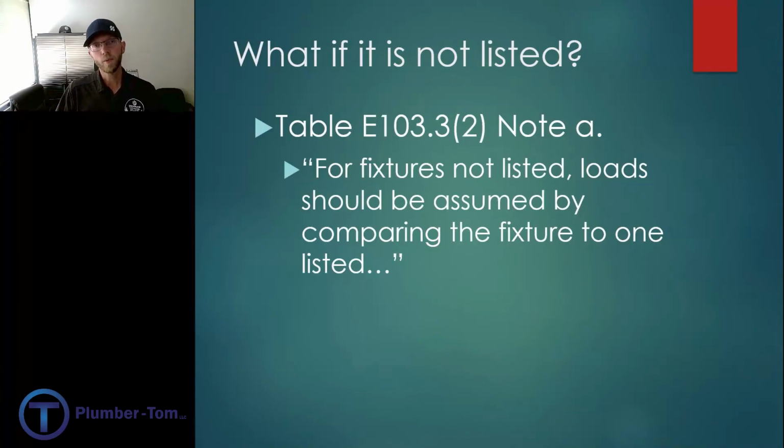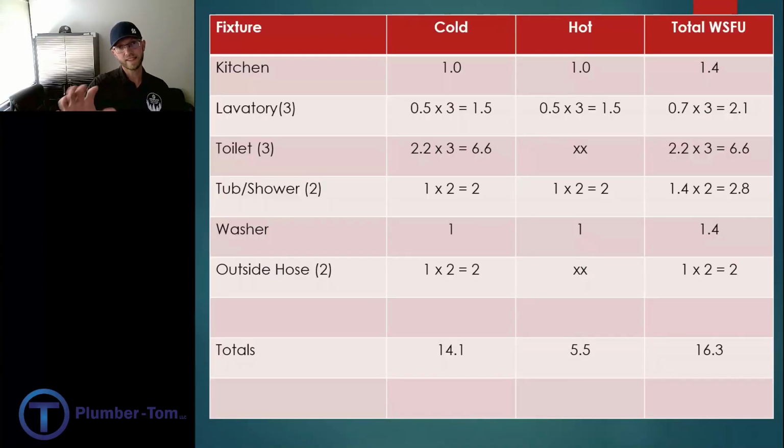Here's another question. What do you do if the fixture is not listed? Well, it says in E103.3, for fixtures not listed, the loads should be assumed by comparing the fixture to something that's listed. So do your best, compare, make your guess, and you'll be fine. Let's take that list of fixtures that we have. We're going to go back to that table that has the water supply fixtures listed and figure this out.